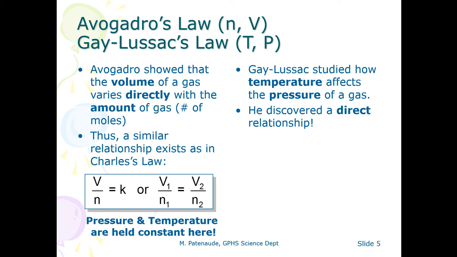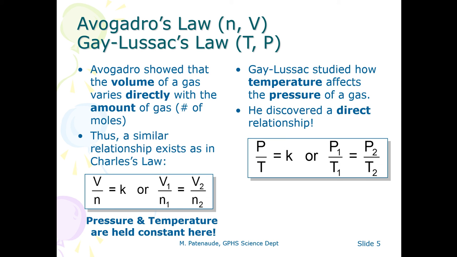Since they're directly related, we get the same mathematics as Avogadro's law. P over T is constant, so P1 over T1 will equal P2 over T2. P equals K times T, and a graph of pressure versus temperature will be a straight line. And this is true only if you're holding the moles and the volume of gas constant. So those are the 4 basic gas laws: Boyle's law, Charles's law, Avogadro, and Gay-Lussac.